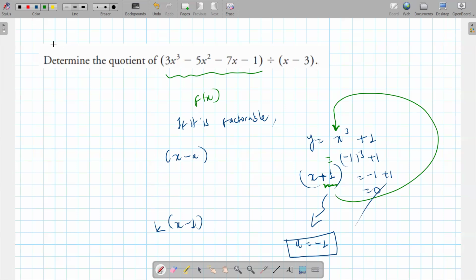When you plug this in here, you'll get -1 plus 1, you'll get a 0. So again, just to recap, for f of x, if it is factorable, then there exists a factor in the form x minus a. And when you plug a back into the equation, you'll get a 0. So this is kind of how you factor higher degree polynomials. This is called the factor slash remainder theorem.